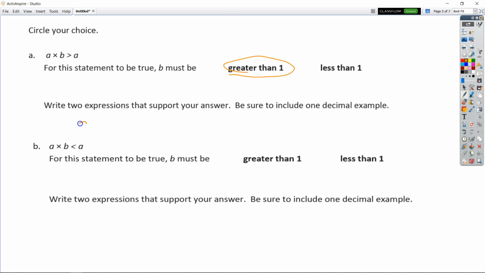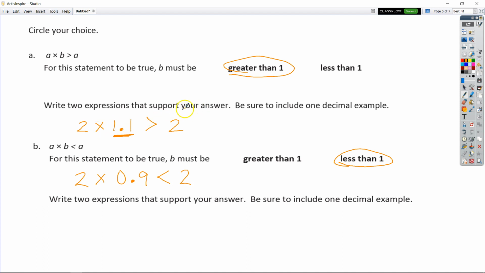Let's just use something simple. 2 times 1.1 is greater than 2. Everybody see that? This is my B. I'm subbing in and it's greater than 1. Now, on the opposite end, for this statement to be true, B must be less than 1. So I can say 2 times 9/10 is less than 2.